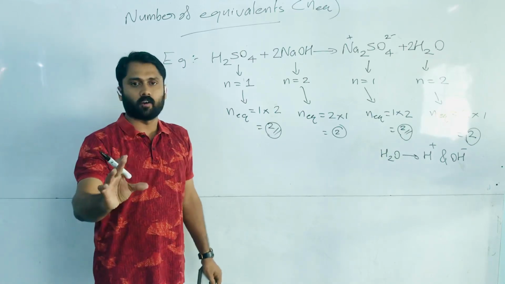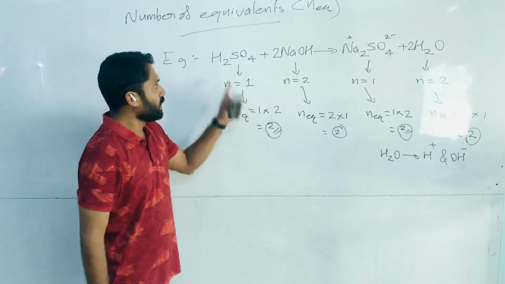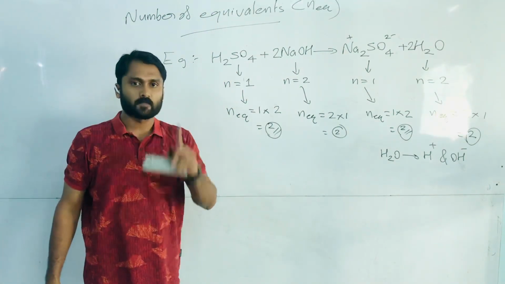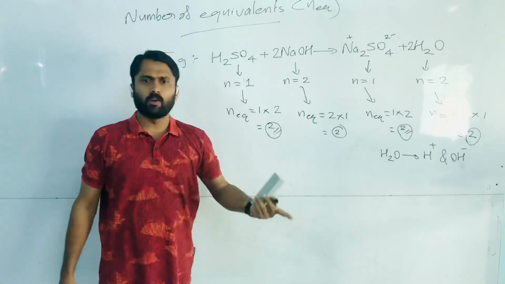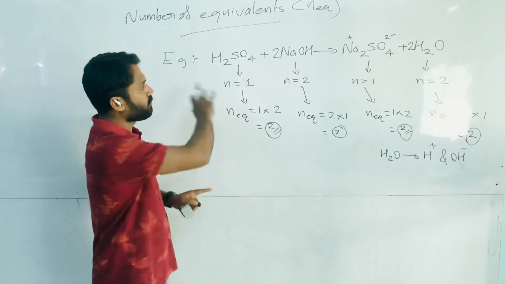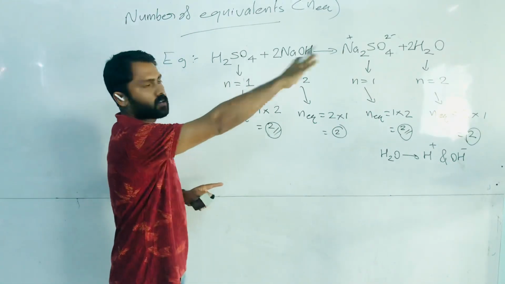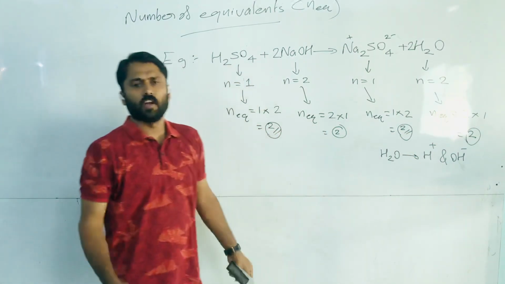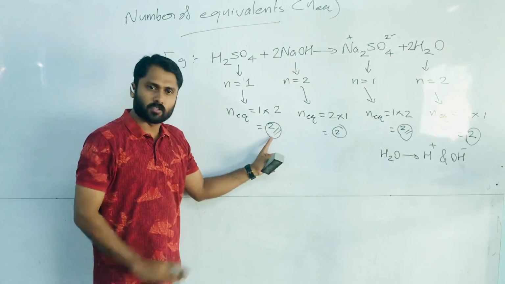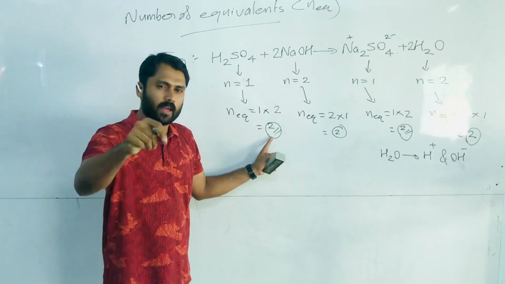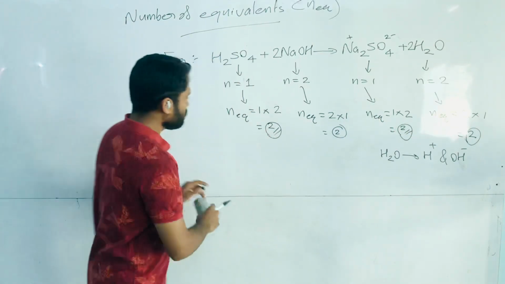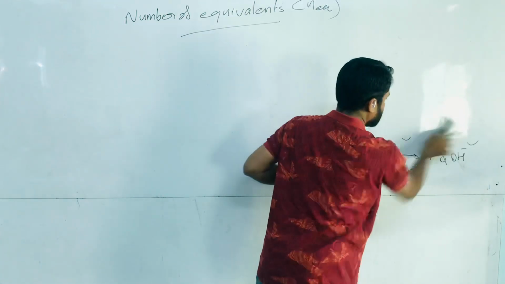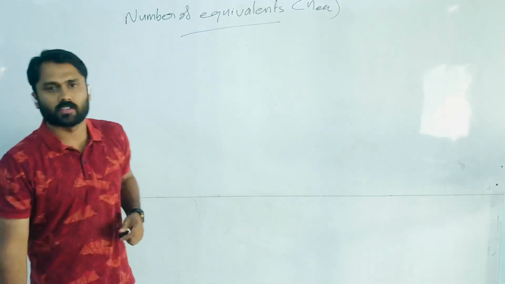So we have to focus on this point: number of moles of species in a reaction may or may not be the same. But number of equivalents of any reactant and product that takes part in the reaction should be the same. In different calculations, we should have this idea. Based on this concept, many equations are derived.